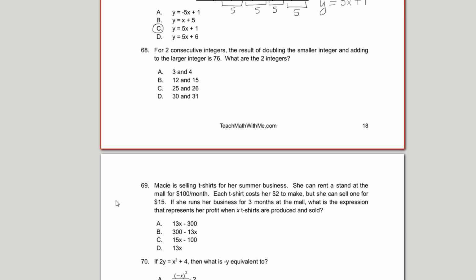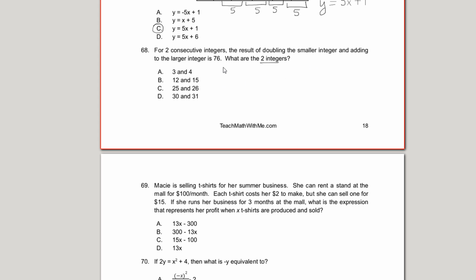Question 68 says for 2 consecutive integers, that means it's a value without a decimal point, the result of doubling the smaller integer and adding to the larger integer is 76. What are the 2 integers? So they've given us a lot of information in this first sentence. Let's write it all out.